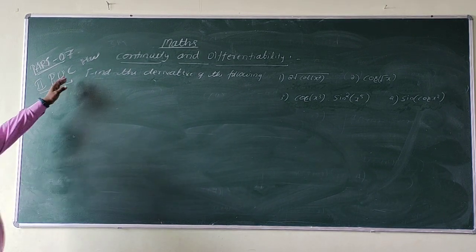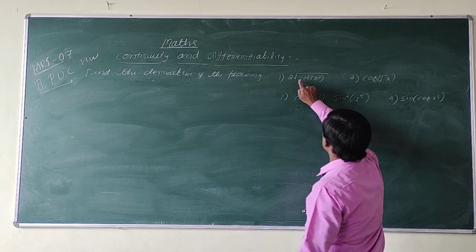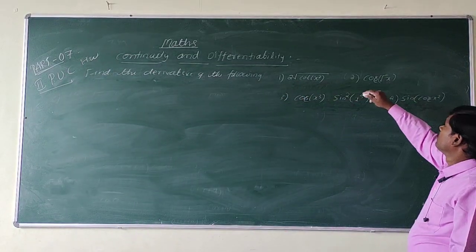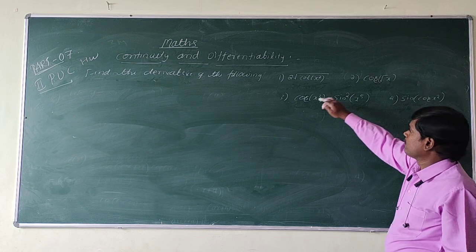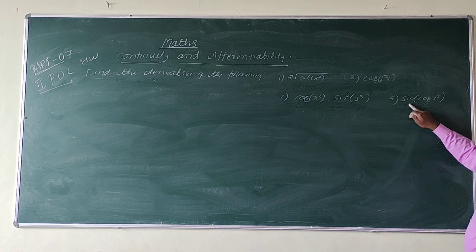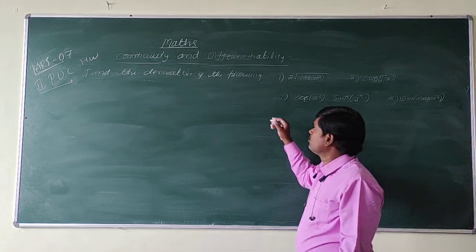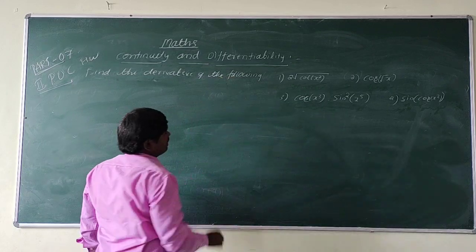Now take this as homework. Find the derivative of the following: 2 root of cot x squared and cos of root x. Third one is cos x cube into sin square x to the power of 5, sin of cos x squared. So you do these problems at your home.